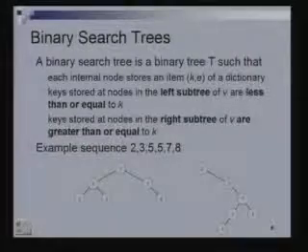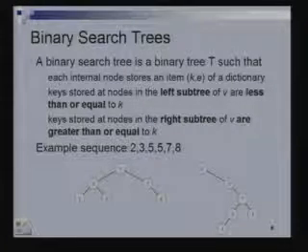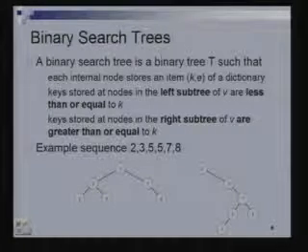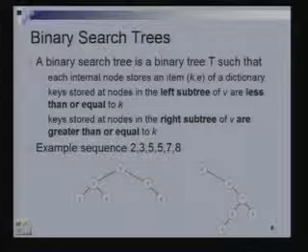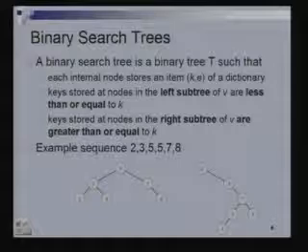So, what is a binary search tree? A binary search tree is a binary tree which has a search property on it. Recall what a binary tree is: a tree in which every node has at most 2 children. A node can have 1 child, 2 children, or no children. No children means it is a leaf node. And now there is a search property that we are talking about.